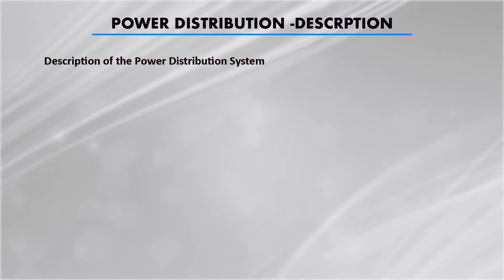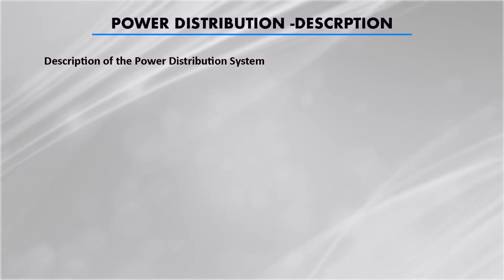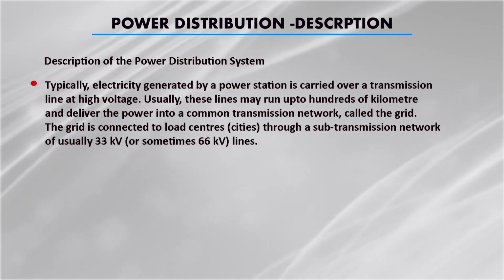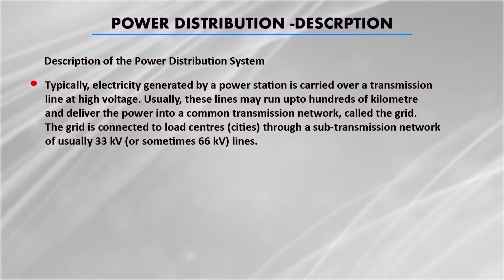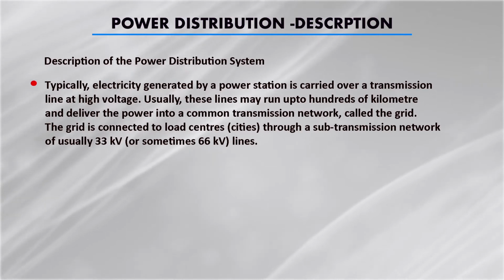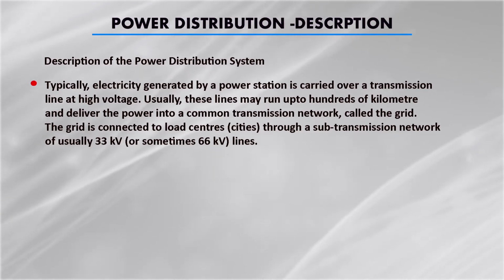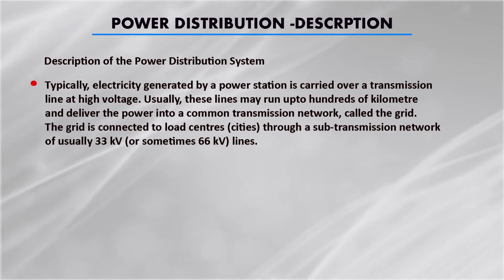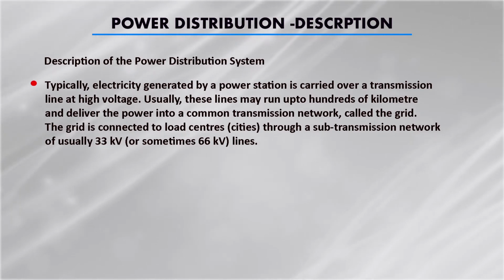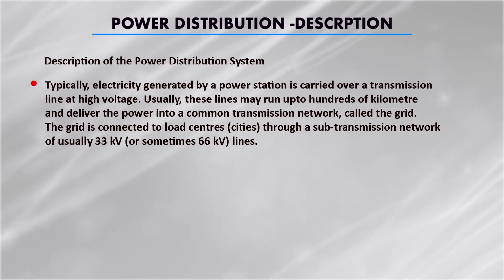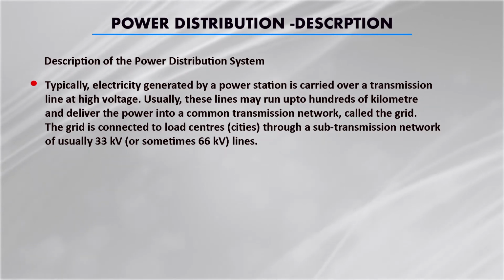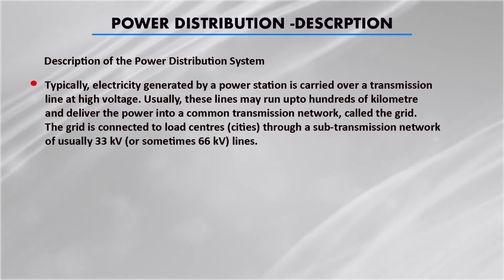So the power distribution system: electricity generated by a power station is carried over a transmission line at very high voltage, as I have discussed earlier also. Usually these lines may run up to hundreds of kilometers and deliver the power into the common transmission network, that is called the grid. This grid is connected to the load centers through a sub-transmission network of usually 33 kV, or sometimes 66 kV lines.